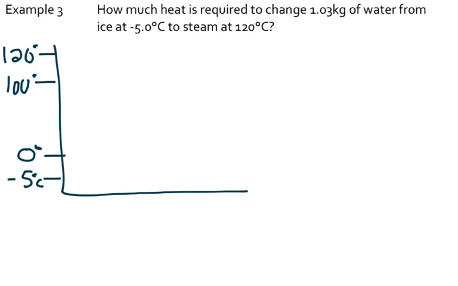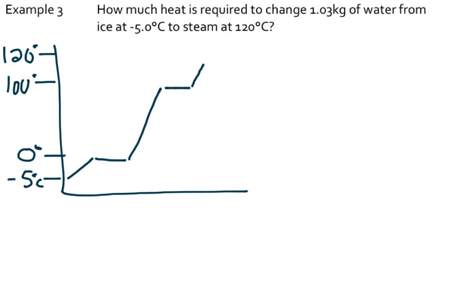So from -5 to 0, the water heats up, the temperature goes up. Then the temperature remains constant for a while as the ice melts into liquid water. Temperature rises again until it hits 100. Stays at 100 for a while as it turns from liquid into gas, and then rises until it hits 120 degrees.